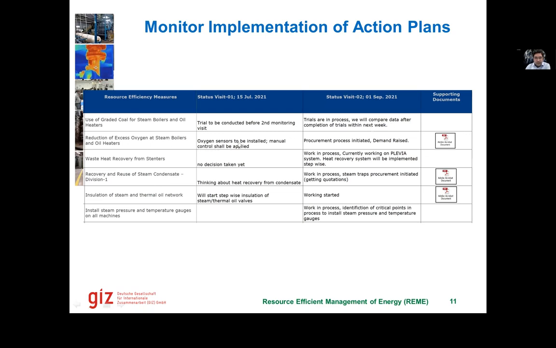Here they said that they have installed the oxygen sensor, and manual control shall be applied. In the next visit, we went in and they said they are going to automate it, and the demand has been raised. So we got a copy of the purchase order from them, which is uploaded here. Similarly, for all the others, for example, waste heat recovery from standards. In the first visit, they did not want to do it, but in the second visit, they said that they are currently automating the center first, and then they will go for the heat recovery.